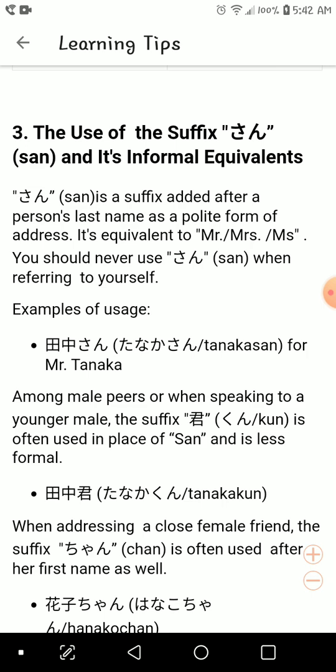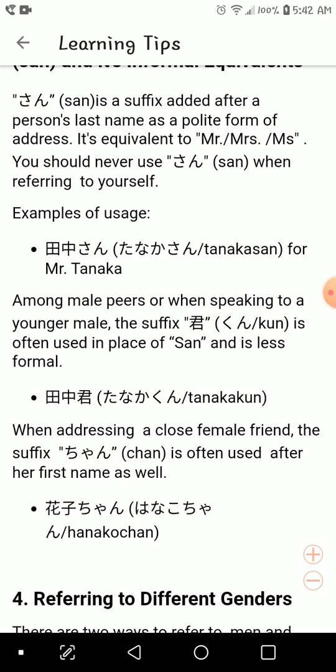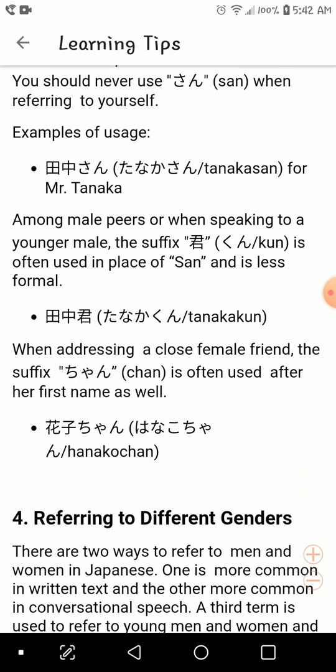With young male peers, or when speaking to a younger male, the suffix kun is often used in place of san and is less formal. Tanaka-kun. When addressing a close female friend, the suffix chan is often used after her first name as well. Hanako-chan.